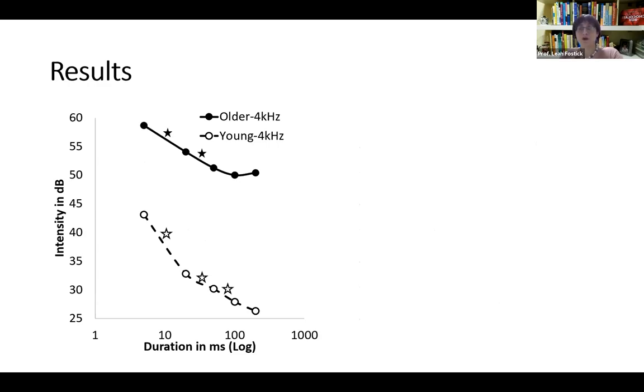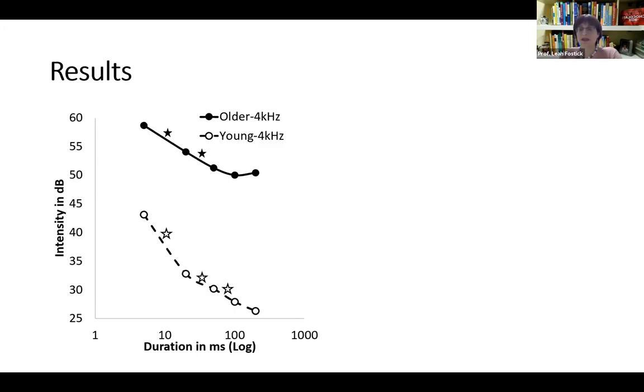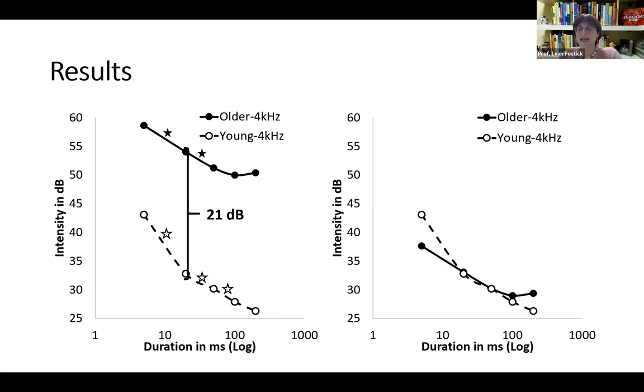Here are the results for the 4 kHz. The young participants show the same picture as in 1 kHz. There is a significant decrease in detection threshold with the increase of sound duration up to 100 milliseconds. However, here the older adult slope is much milder, with temporal summation occurring up to only 50 milliseconds. It can be seen more clearly on the right side, when the older adult thresholds are compensated for the 21 decibel difference from the young. The lines are clearly different.